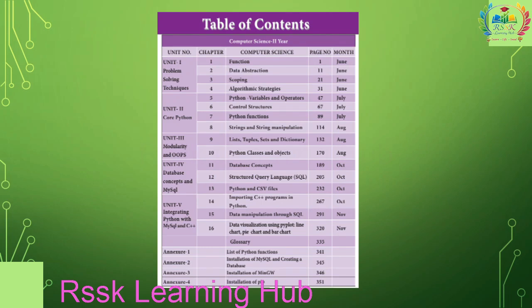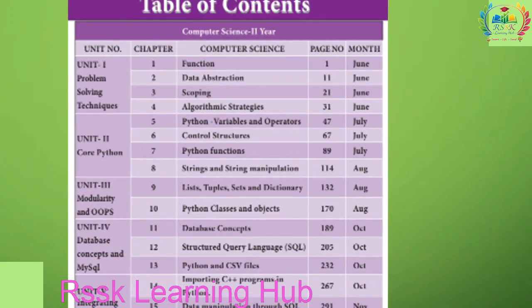So, in your higher secondary computer science, you have 16 chapters under 5 units. I will shortly explain what the chapters under your unit coverage are. Today we are going to see problem solving techniques. This is your unit 1, under that function. In total, you have four chapters in unit 1.